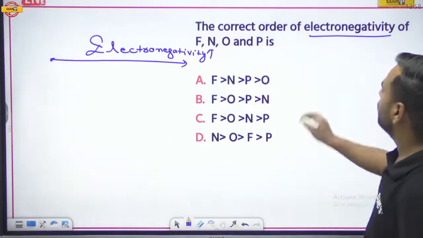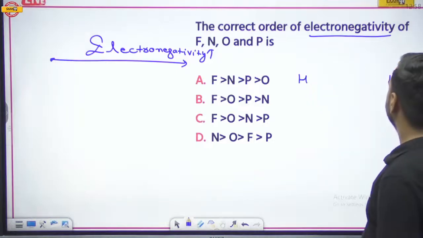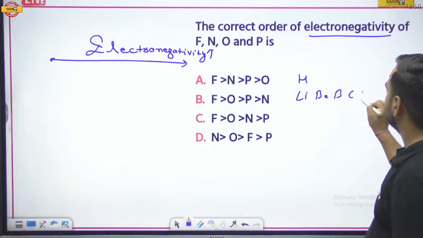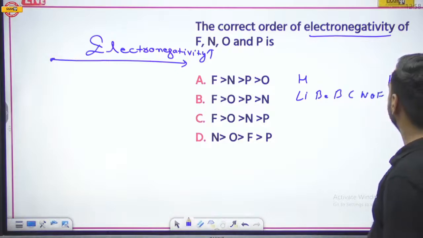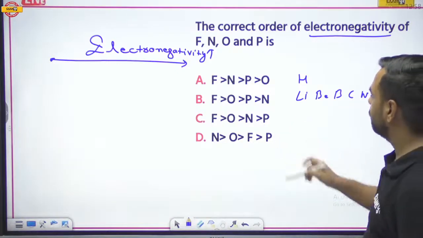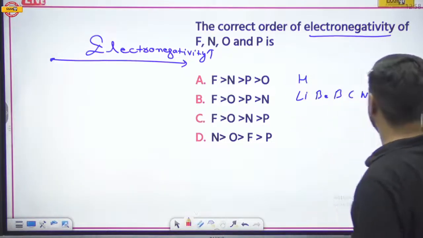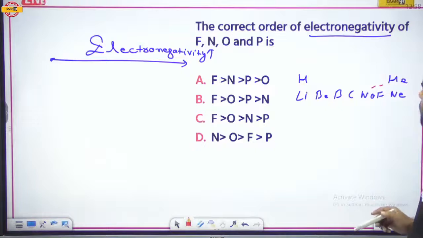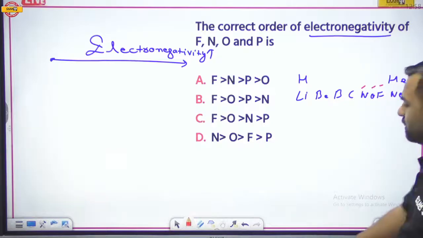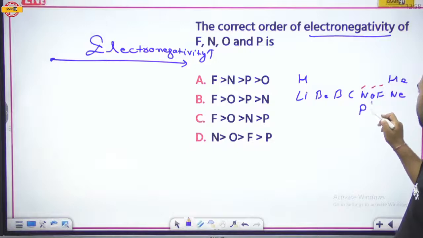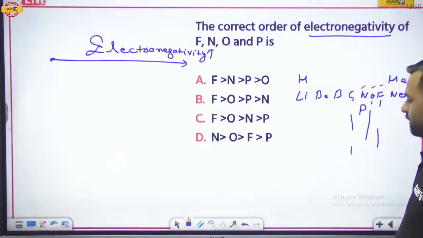So let's have a look. When I try to make the periodic table: hydrogen, helium, lithium, beryllium, boron, carbon, nitrogen, oxygen, fluorine, neon. Then we have F, O, P, N. F, I'll take red color. F is here, O is here, P and N are left. N is also here. F, O, N are there, then P is left. So P will come here. Right? So let's try to compare it now.